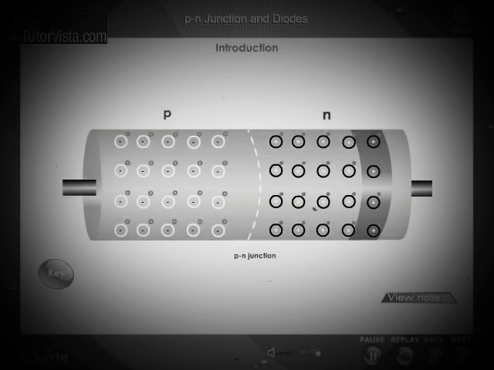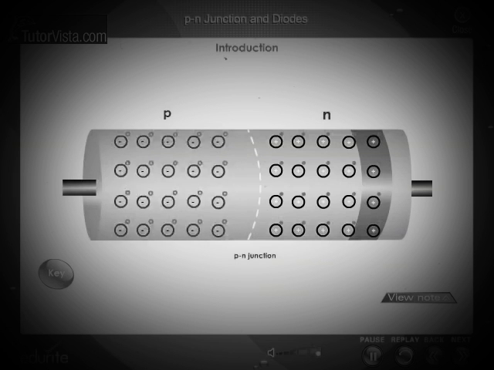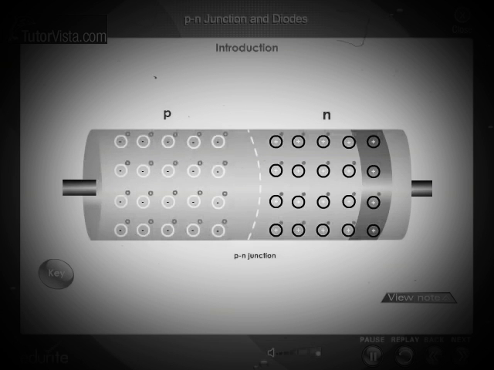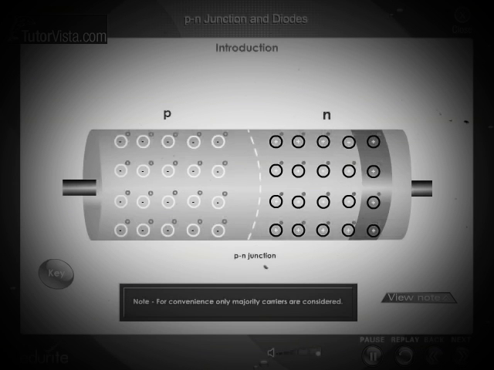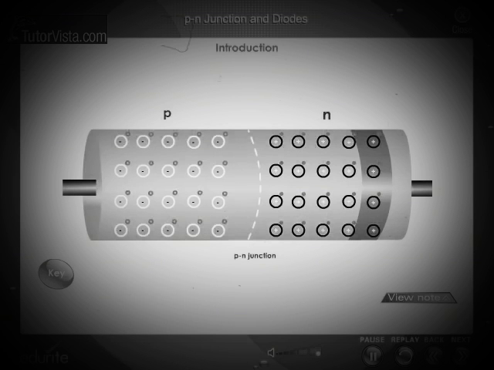Immediately after it is formed, the P region contains holes which are mobile and negatively charged impurity ions which are immobile, and the N region contains positively charged impurity ions which are immobile and mobile electrons. Many electronic devices use P-n junctions.